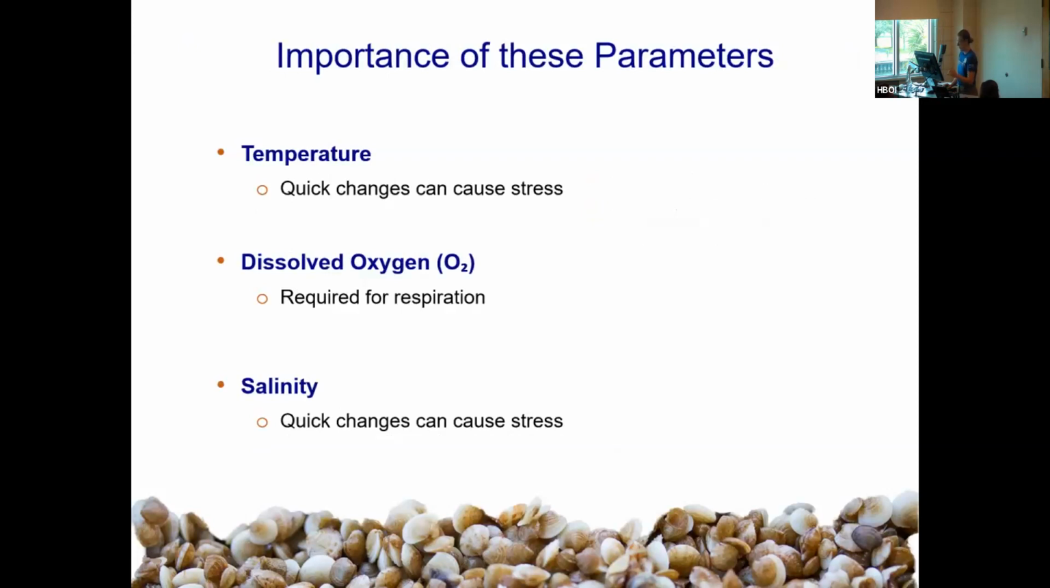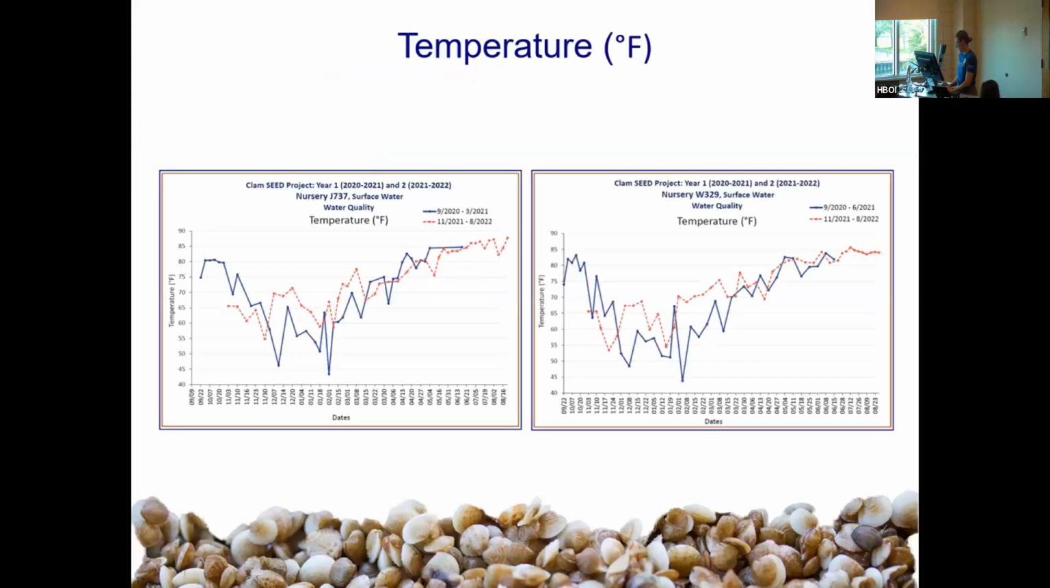These three parameters are very important. Temperature and salinity can cause stress, especially in younger life stages of clams, since their internal temperature and salinity fluctuate with their environment. And dissolved oxygen is an important parameter to monitor because clams require oxygen for respiration, which they need in order to feed, grow, and reproduce efficiently. So I'll go over some examples of data we've collected and what you could tease out of it.